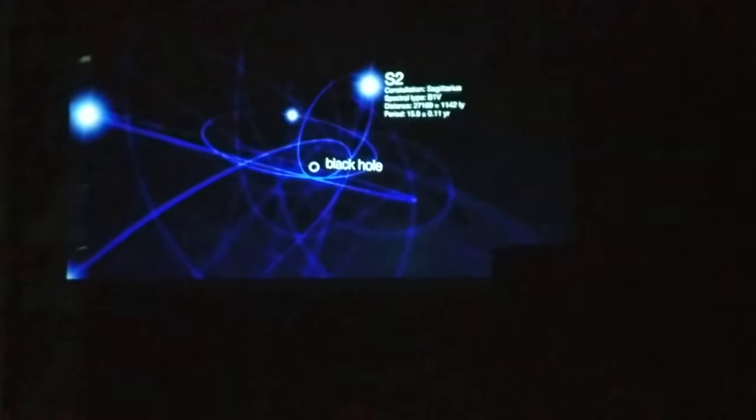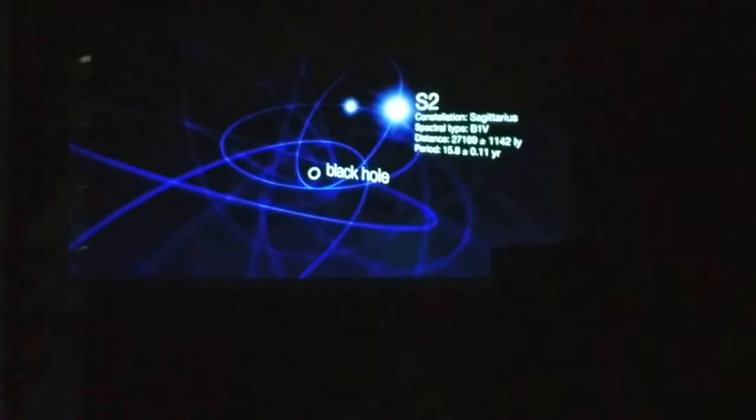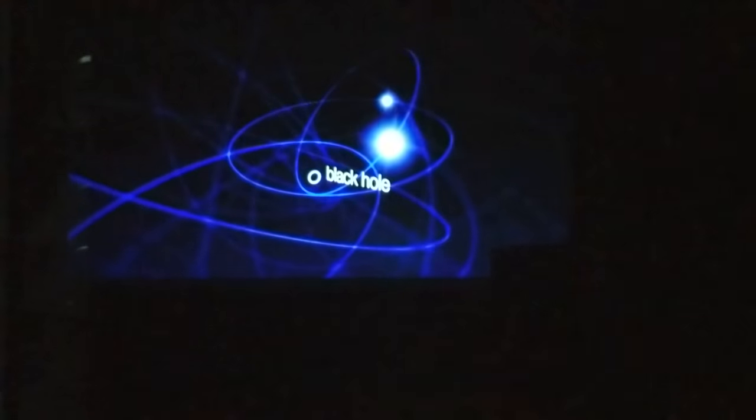And so by using the same ideas that are used with binary stars, we can measure the mass of the black hole in the center to be about 4 million times the mass of the sun. So that is the Milky Way galaxy, our home galaxy.